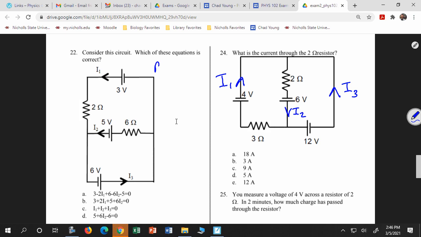So let's write the right loop first. I'm going to start right here and go in this direction. That's going to be 4 plus 3I1 minus 12 equals 0. And then what did I say, the big loop?